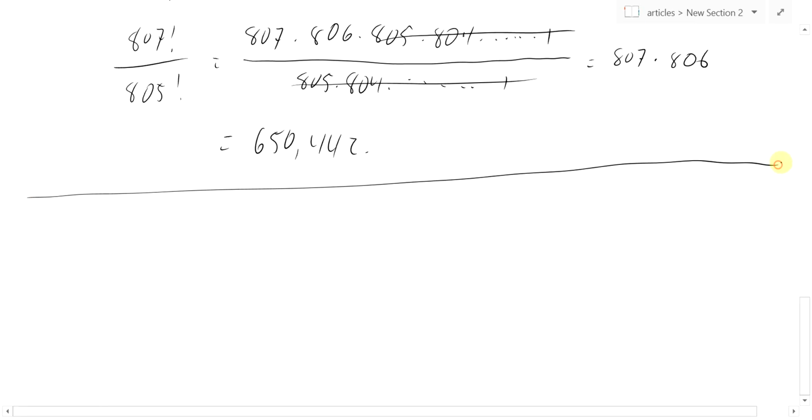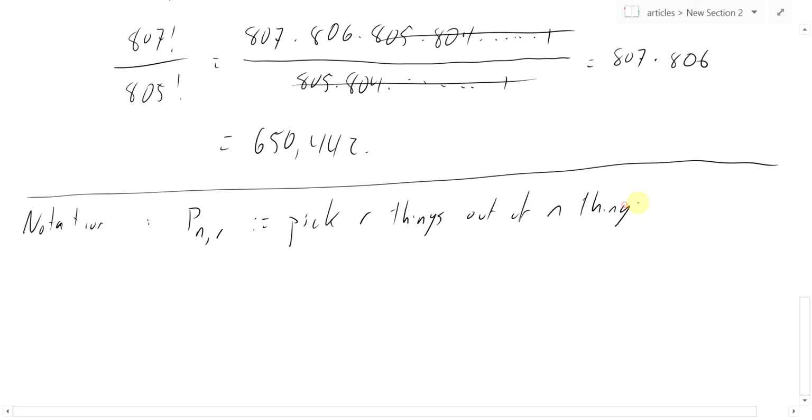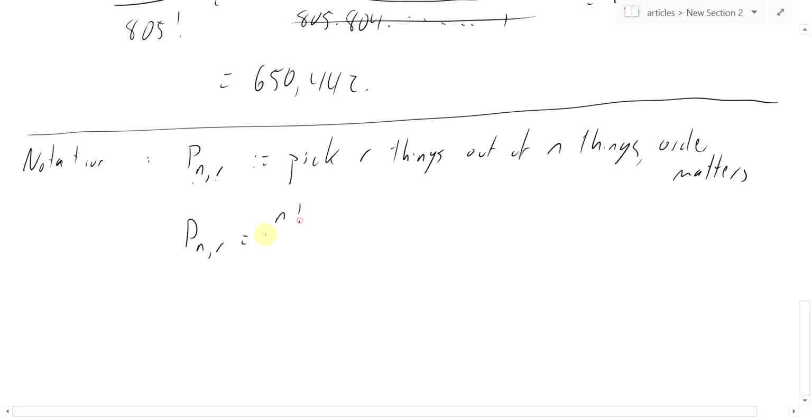So, what does this have to do with permutations and combinations? Notation. P(n,r): pick r things out of n things, order matters. So P(n,r) is this permutation, picking r things out of n where the order matters, and there's a formula for this, and that is n factorial over (n minus r) factorial.